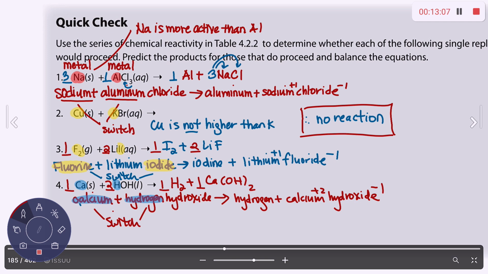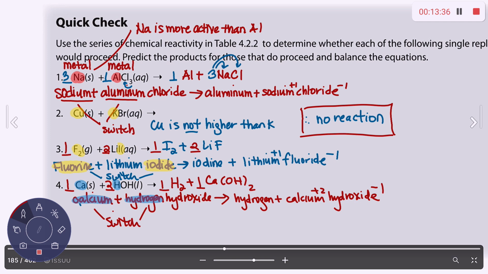The order in which you write lithium fluoride matters. Remember, it goes cation and then anion. If you wrote fluoride, lithium, or something like that, it would be deemed wrong. For number 4, calcium is one of the 4 metals at the top that will react with water at room temperature. So calcium will trade with the hydrogen, and that's how you form hydrogen gas, which is diatomic, and then calcium hydroxide, which is a base.